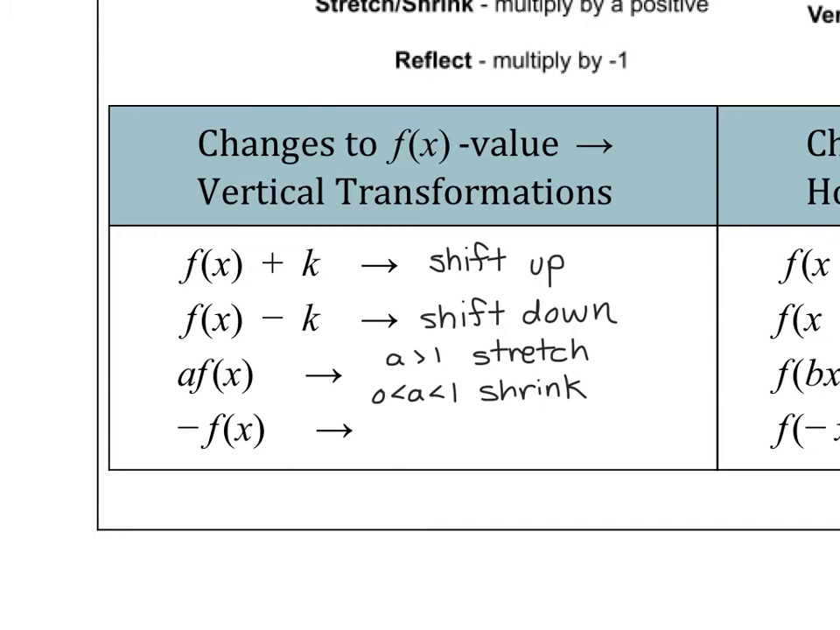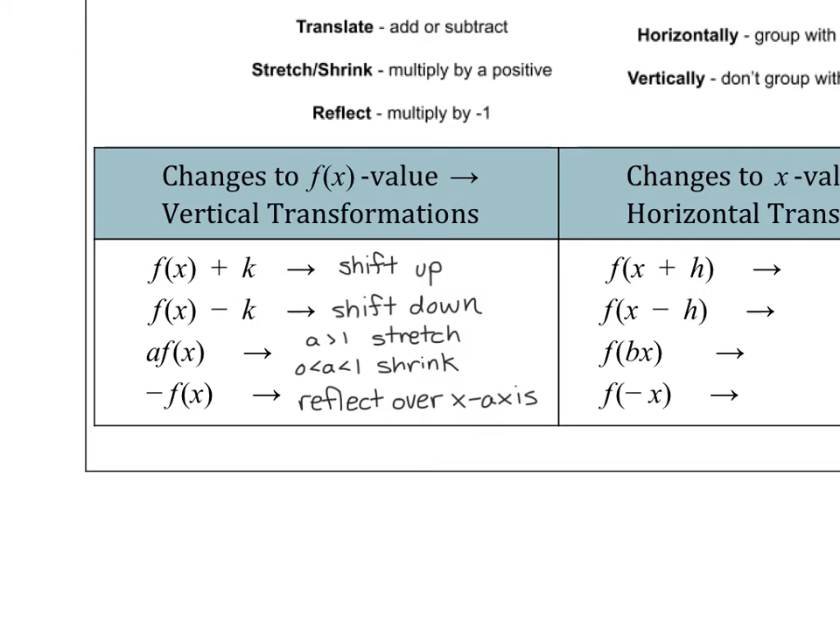And last, we said if we want to reflect, we multiply by -1. So if we multiply our y value or f of x by -1, that is a reflection, and it's actually going to reflect over the x-axis. It kind of seems backwards that if you multiply the y value, it reflects over the x-axis, but that's what a vertical reflection looks like. So notice again, adding or subtracting is a translation, multiplying is a stretch or shrink, and a negative reflects.